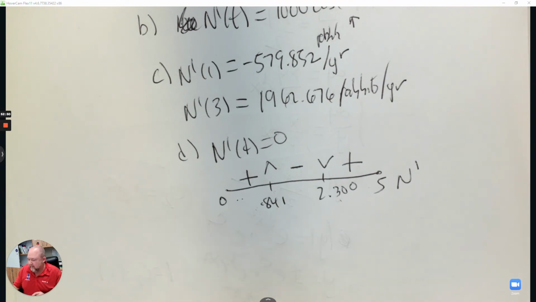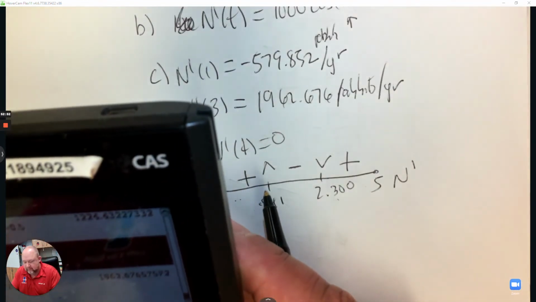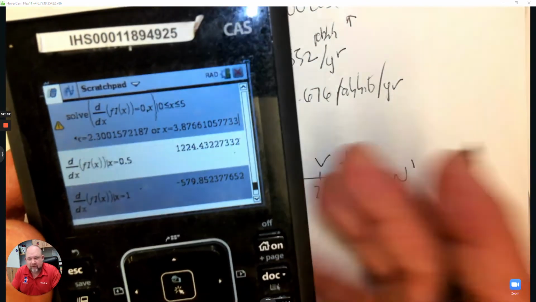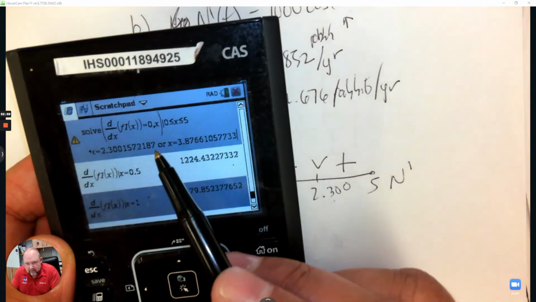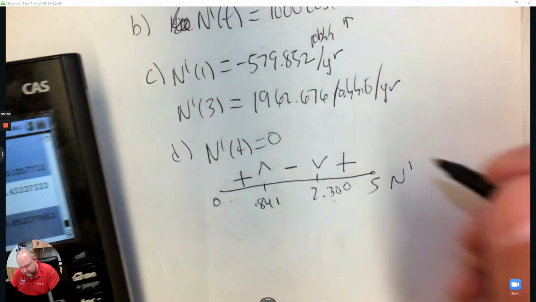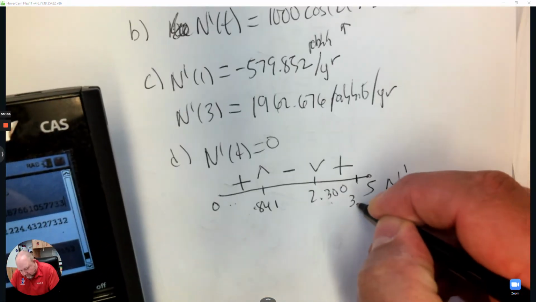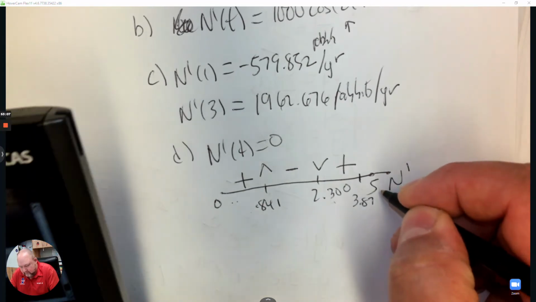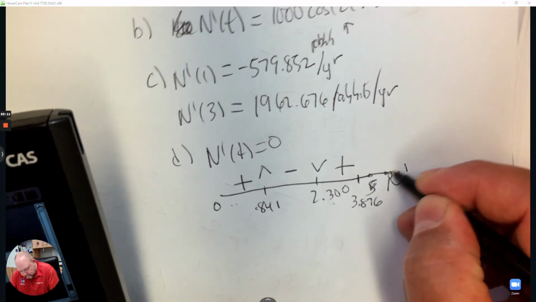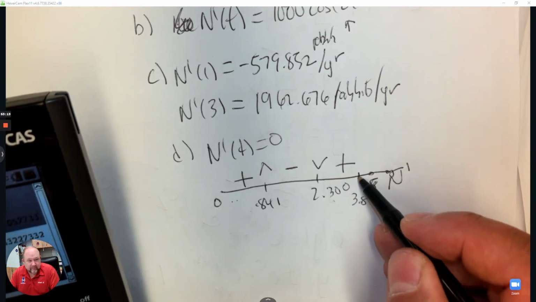Oh, is there another one that I didn't even see? Let me go back up. My answer key says I'm missing an answer. I am missing an answer. See, I have to go back up and make sure I got all the answers. There's 3.87. Well, I'm going to put that right there. 3.876. So I tried 3, so that works.